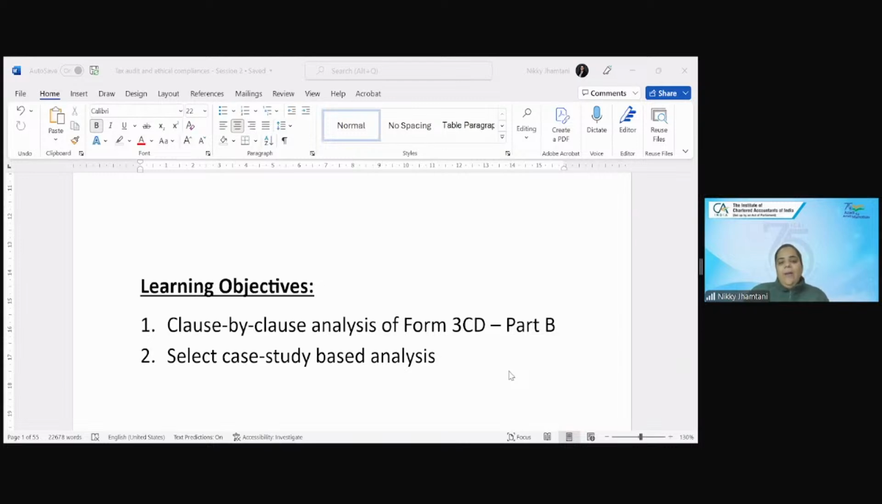First part is that. The second part is select case study based analysis. So we'll be discussing two case studies wherein practically we'll apply these provisions of Form 3CD and see what our answers come. So, two learning objectives. First is clause by clause analysis of part B of Form 3CD, and second is selected case studies based analysis.